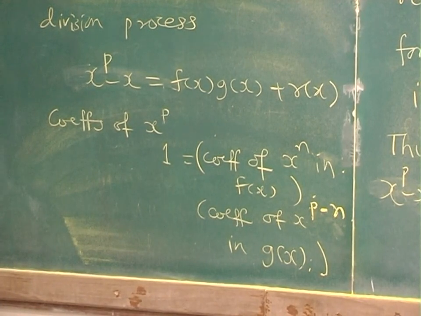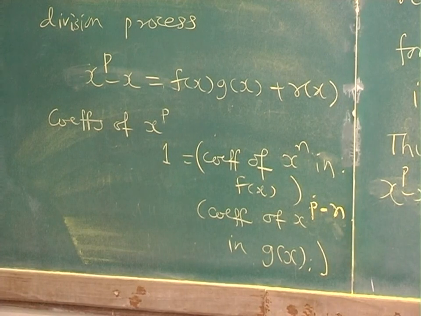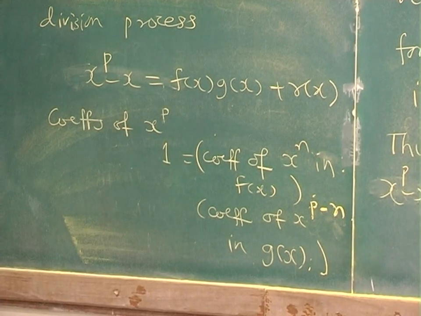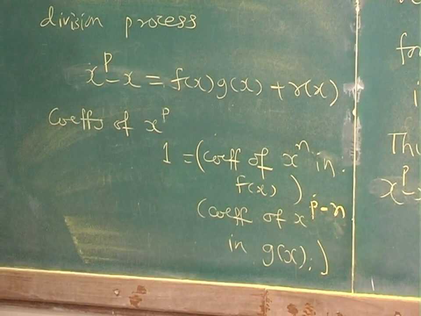Conversely, you assume that x raised to p minus x equals f(x) into g(x) plus p times s(x), where g(x) is monic of degree p minus n.